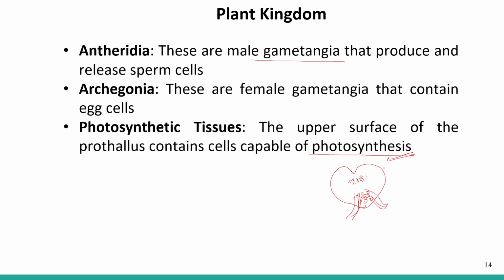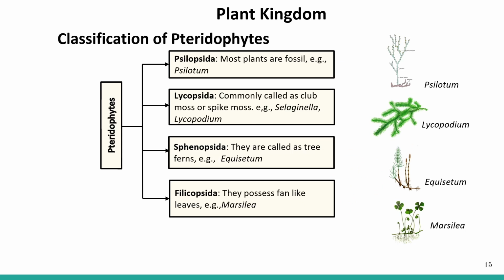So this particular part is photosynthetic tissue, and they can perform the process of photosynthesis. So let us classify the pteridophytes. Pteridophytes can be divided into four different types.